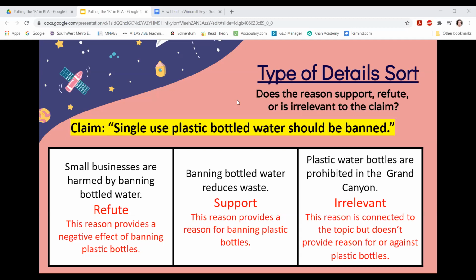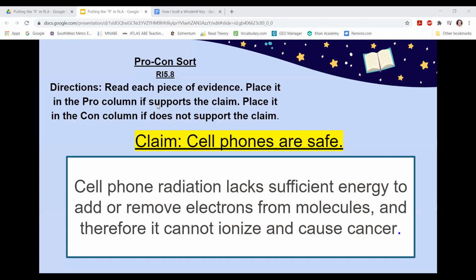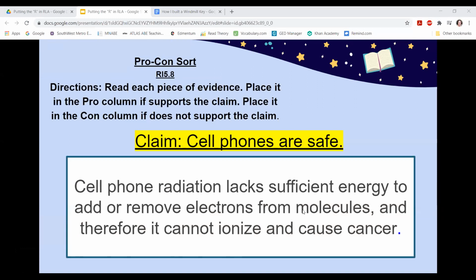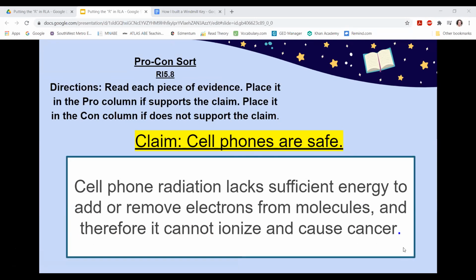I also like to do sorts with pro-con. All of this is coming from a website called procon.org. It's a wonderful website for arguments. So, same sort of idea. Instead of sorting things physically, I'm just asking students to identify either verbally or by annotating on the screen. If your claim is that cell phones are safe, would this piece of evidence go in pro, meaning it supports the claim, or con, kind of refuting that idea?